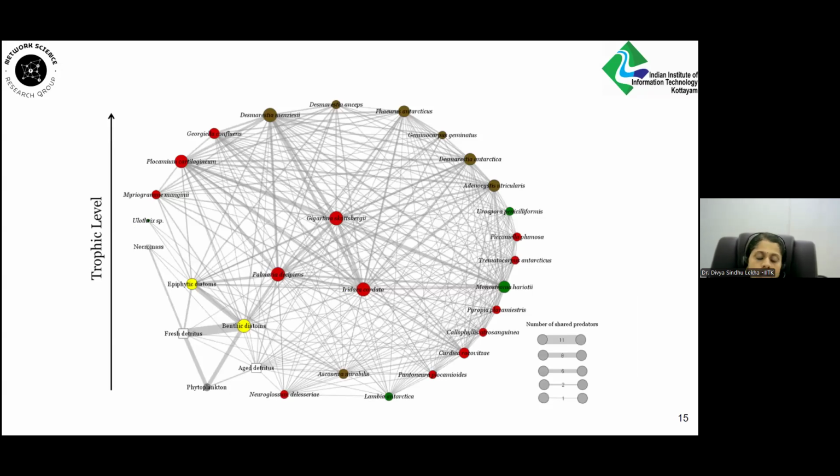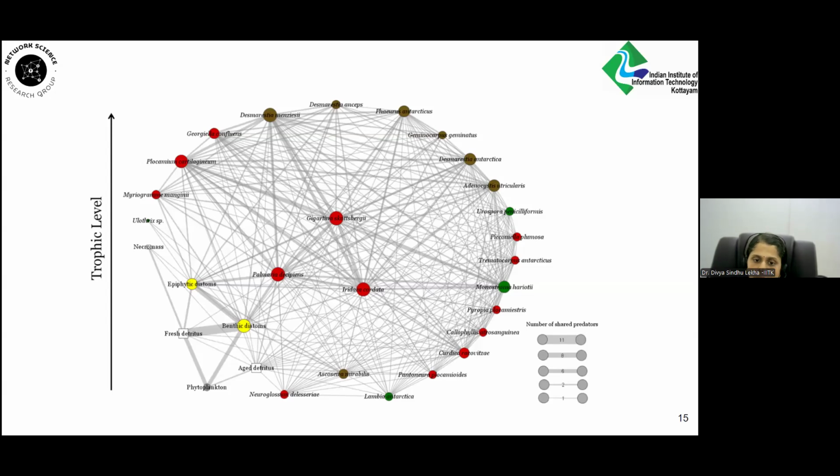This is an example of an ecological system, in which you have different species denoted here, right? And for each of the species, the relationship that we are considering here is the number of shared predators that each of these species has. So this is basically a prey-predator relationship. And whenever two species have a larger number of shared predators, we show the relationship between them.